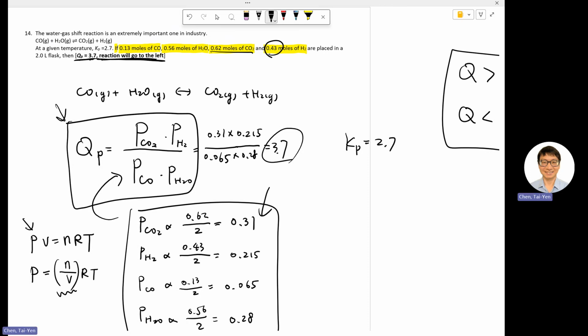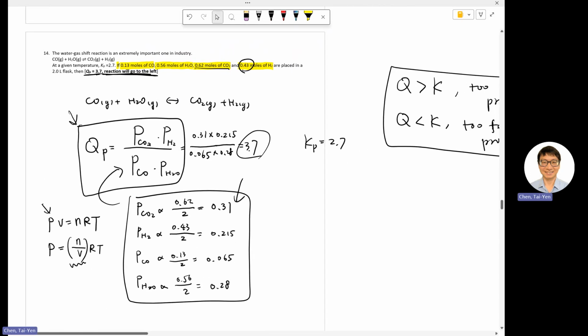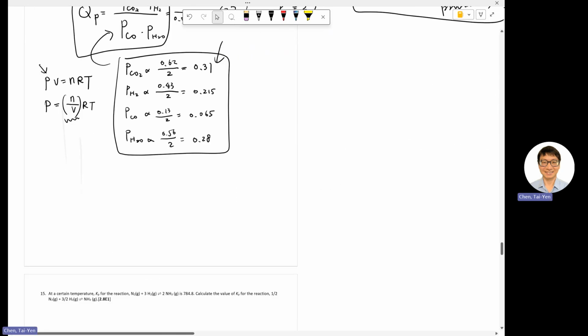Is that clear? If I'm going too fast, stop me. It's okay. The important thing is that you understand all of this.